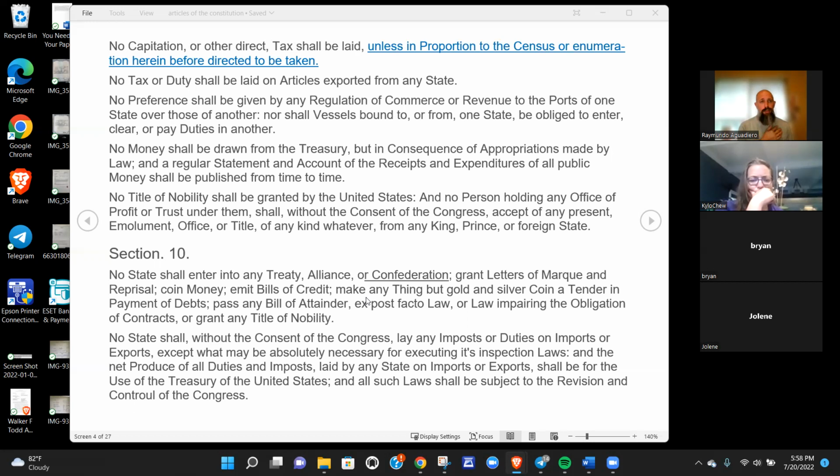No tax or duty shall be laid on articles exported from any state. So the government cannot tax anything that the state exports.